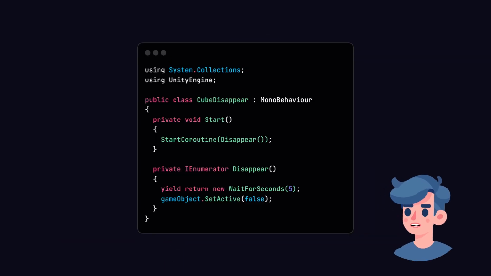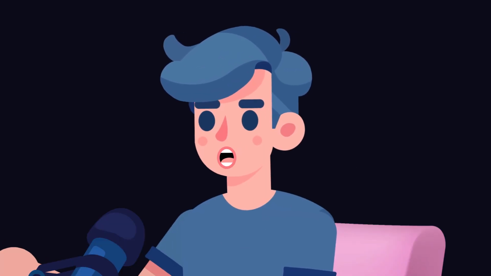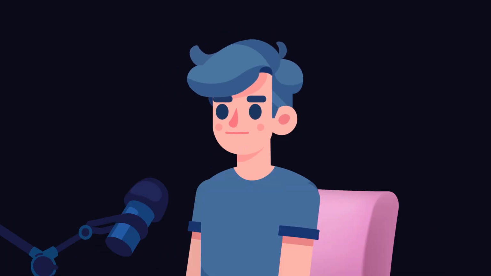Now, let's take it a step further and implement a simple AR game mechanic. We can make the cube disappear after some time. To achieve this, we can use a coroutine in Unity. Add the cube disappear script to our AR_cube. Now, our cube will disappear after 5 seconds. This mechanic creates a time-based challenge for the player.